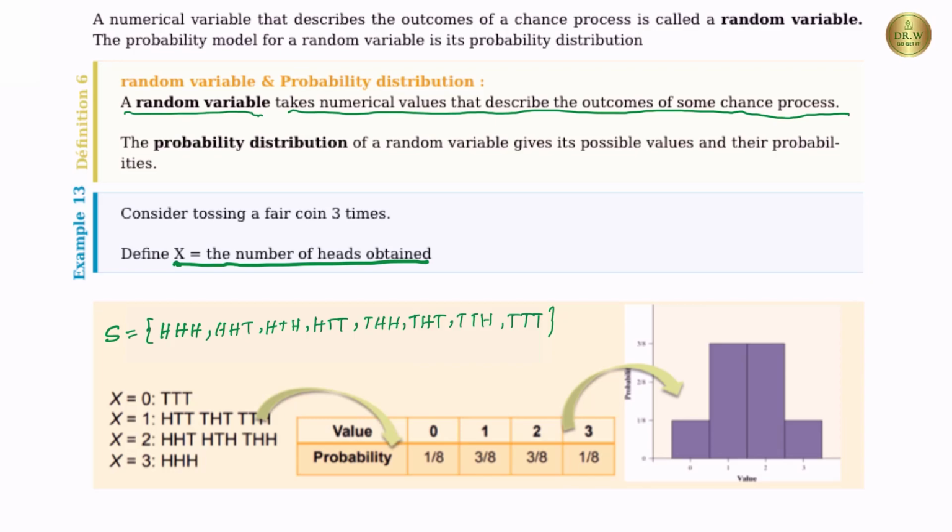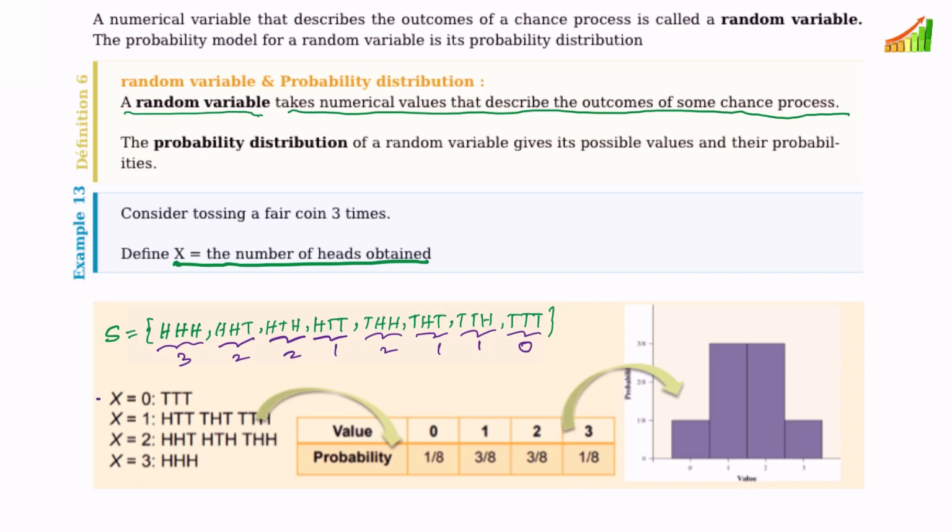Before we count the X values, check the sample space. How many heads here? 3. Here 2, here 2, and 1 here. Here 2 heads. Just 1 here, and here 0 heads. Only tails there, right? Therefore, possible X values are 0, 1, 2 and 3.